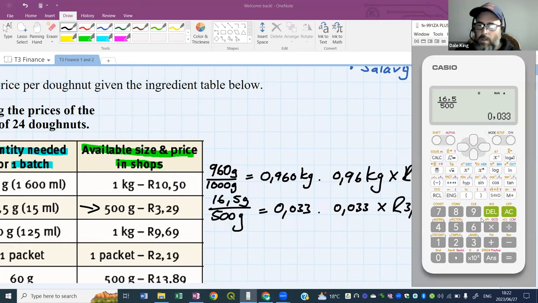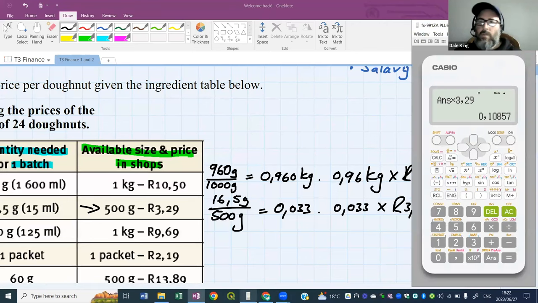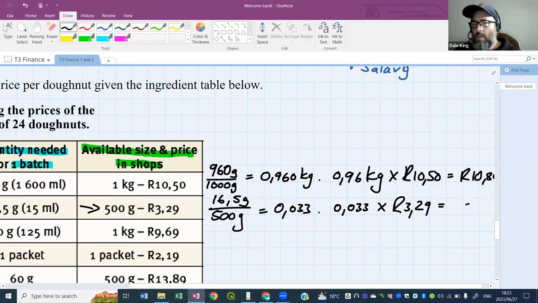Let's times it out here. Times R3.29 and 0.10857 rands. It's not even rands, it's cents. It's 0 rands and 10 cents with some decimals. Now, we do 2 decimal places, so I'm going to look at the second decimal place, which is a 0 on my calculator, and say, will that 0 change to anything else? With the 8 behind it, the 0 will become a 1. So I'm rounding off to 2 decimal places here and saying 0.11 rands. There we go. Just rounding off to 2 decimals as we go.